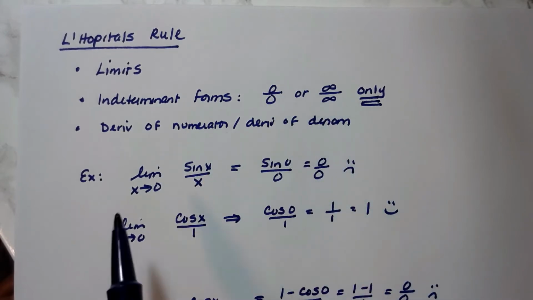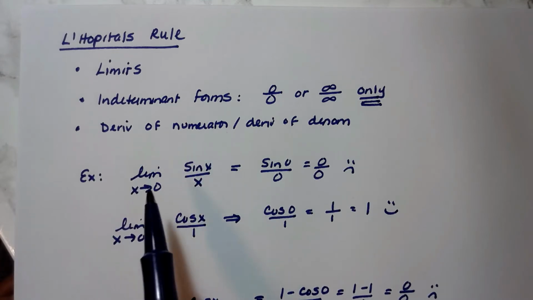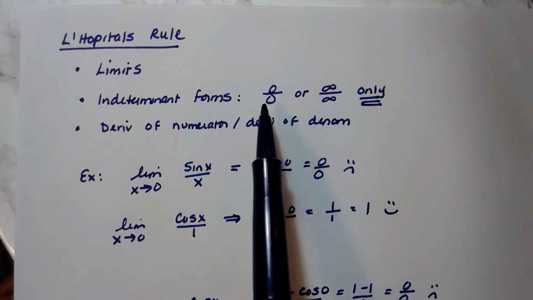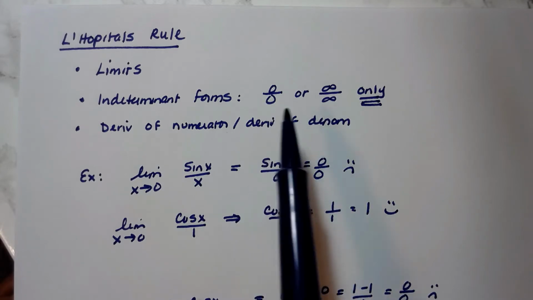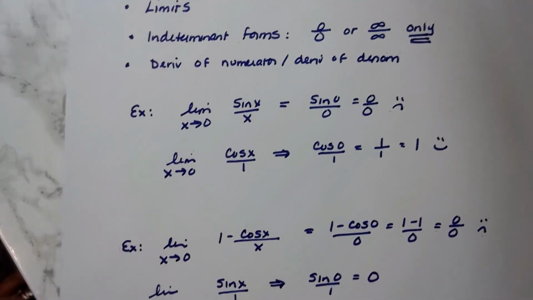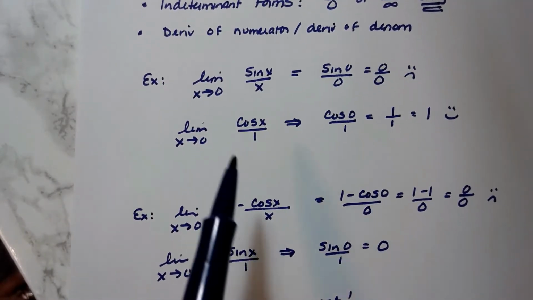Alright, and L'Hopital's rule simply says that if you plug in a number and you get one of these two forms, then take the derivative of the numerator and the denominator and plug the number in again and see what happens. And if you still get one of those forms, do it again and again and again until you can't do it anymore to see what happens. So here's a bunch of examples.